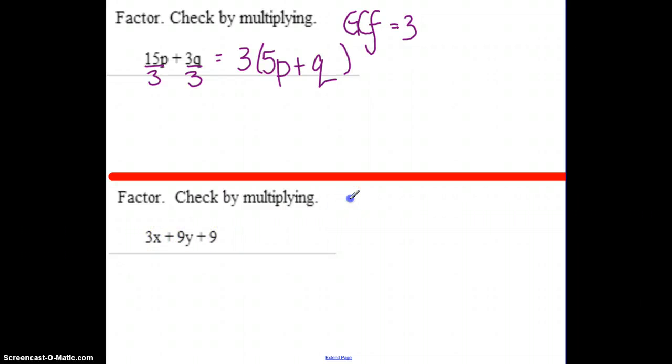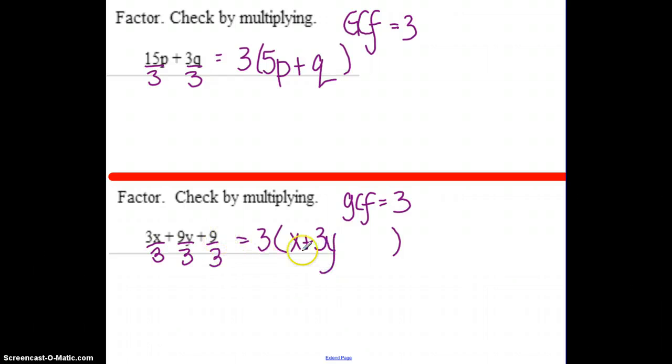Now in this one, my greatest common factor definitely is 3. So I want to write that with a 3 on the outside. Divide all of these by 3 to see what that factor of 3 being removed does. These cancel and there'll be x. 9 divided by 3 is 3. Y goes along here. And these are 3.